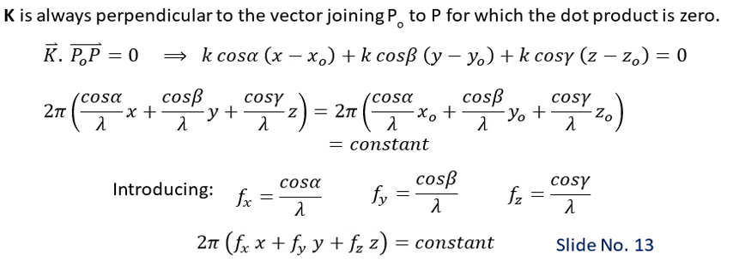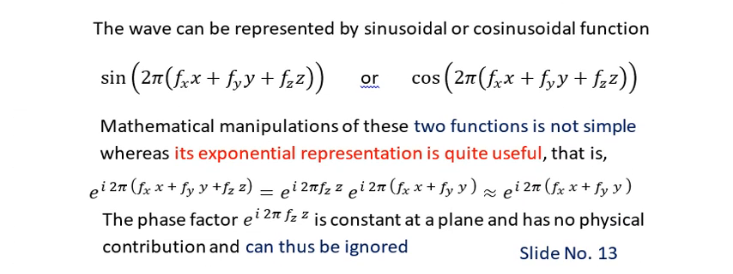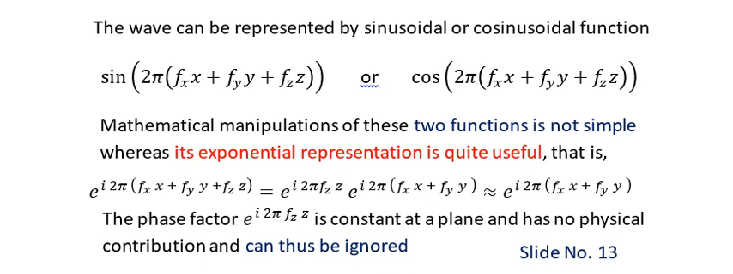So we have this expression 2 pi into fx x plus fy into y plus fz into z equal to constant, and then you see that whenever we want to write any plane wave, we can use either the sine of 2 pi into fx x plus fy y plus fz z, or we can use the cosine function, that is cos of 2 pi into fx x plus fy y plus fz z. So plotting these two functions, we can actually plot the traveling plane wave. This will give you the profile of the plane waves, which can be obtained using the sine function or the cosine function with the argument as we have given.